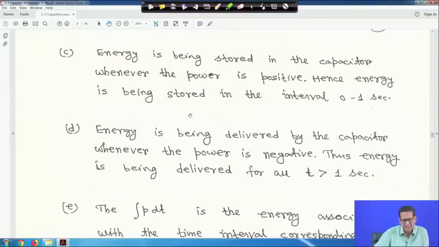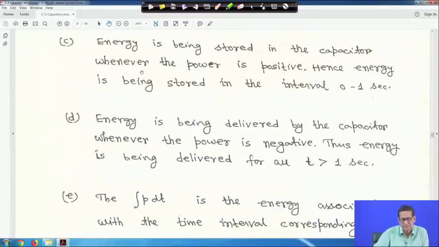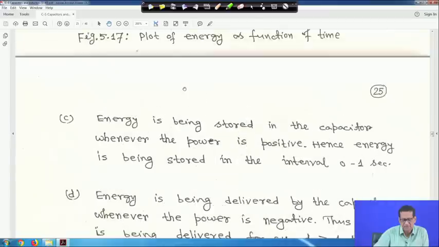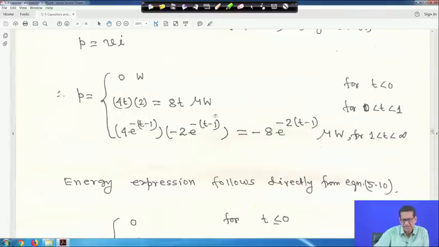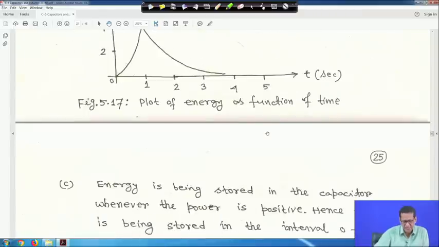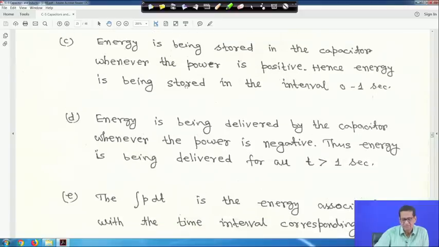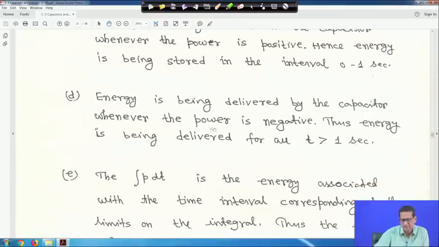Now, the second thing is that energy is being stored in the capacitor whenever the power is positive. That means, when power is positive, energy is being stored. So, if you come to the power expression P, 8t microwatt, it is positive, that means energy is being stored, and when t is greater than 1, less than infinity, power is negative, that means power is being delivered. So, energy is being stored in the capacitor whenever the power is positive, hence energy is being stored in the interval 0 to 1 second, right, and energy is being delivered by the capacitor whenever the power is negative. Thus, energy is being delivered for all t greater than 1 second.